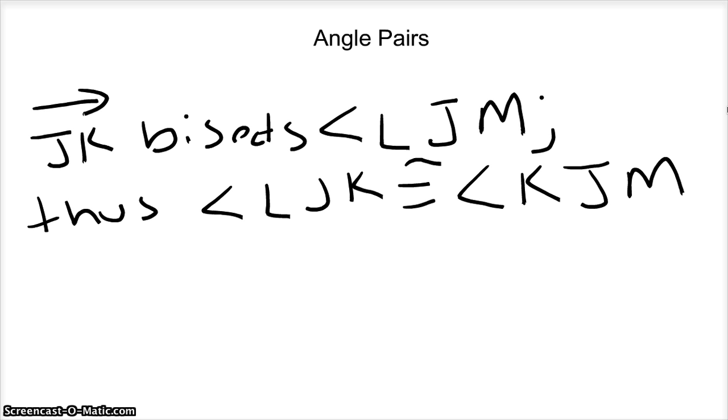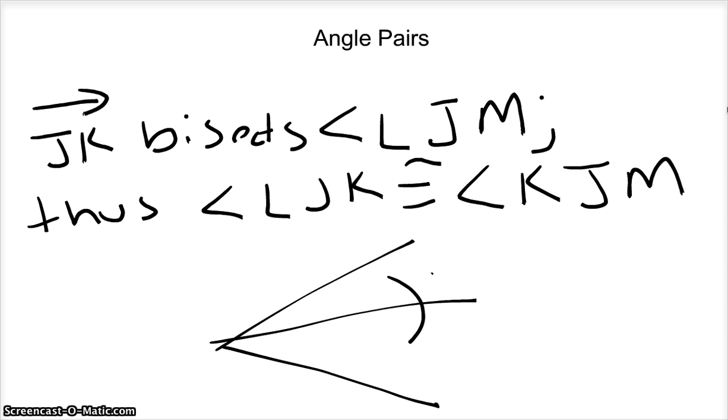Okay, so if you look at that picture again, you see that those arc marks are letting you know that they're congruent. The second picture that didn't have any angle measures on it looks like this. This is a construction, which we will do in class, of how to construct an angle bisector using a compass.